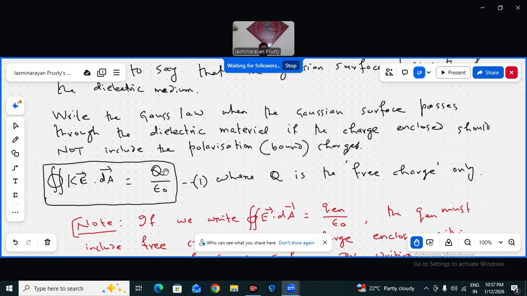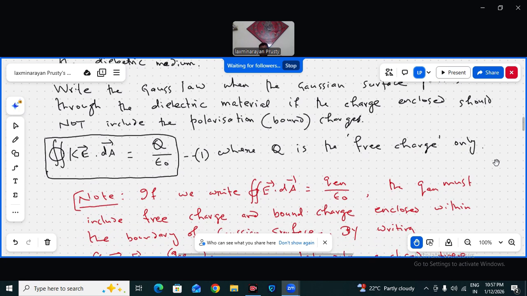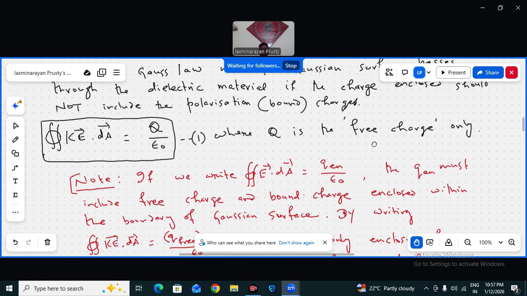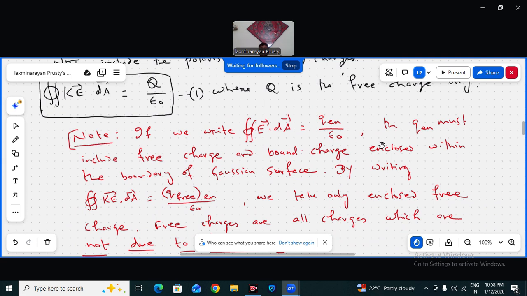There is no trace of any bound charge or the polarization charge which will appear due to the polarization process in the dielectric medium, which is in the neighborhood of the surface of the conductor. We don't include that bound charge. We need not, because if we write integral of K E dot dA, this is a crucial part. This is also a note I wrote. If I write only integral of E dot dA equal to Q enclosed by epsilon 0, Q enclosed must include free charge and bound charge enclosed within the boundary of the Gaussian surface. By writing integral of K E dot dA, we write only Q free enclosed by epsilon 0.